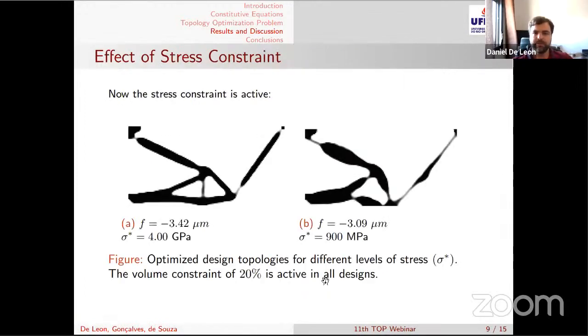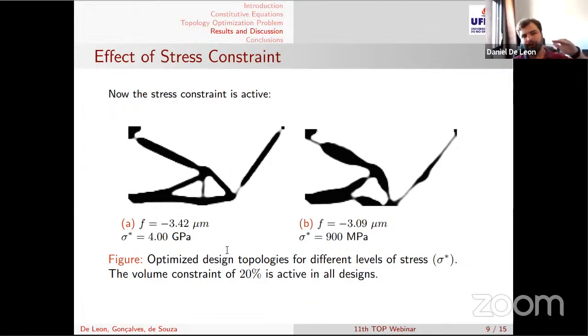So here is the following step of this investigation. Now the constraint stress sigma star is not infinite. Sigma star is a value that here in the left, letter A, is almost inactive because the maximum stress observed in a problem without stress constraint was 4.8 giga or something like that. I don't remember very well. But 4 giga is just some elements here have the constraint active.